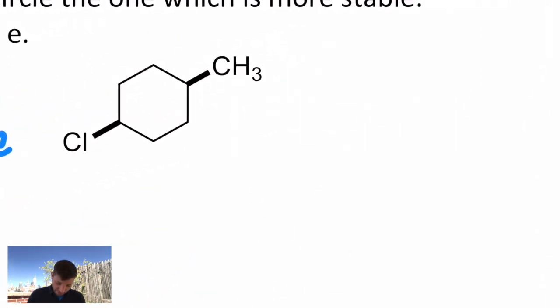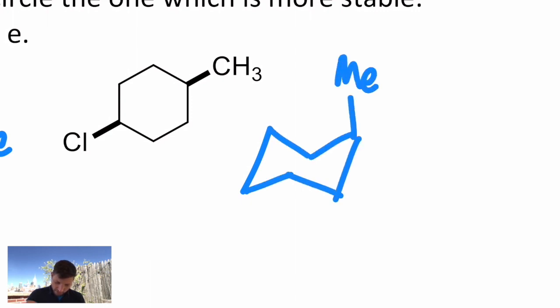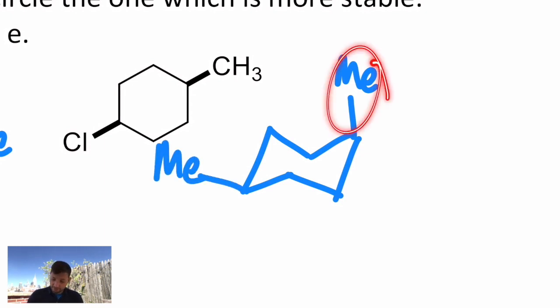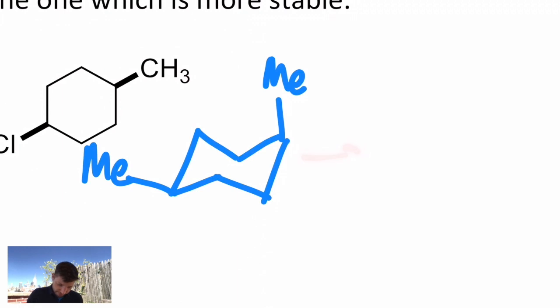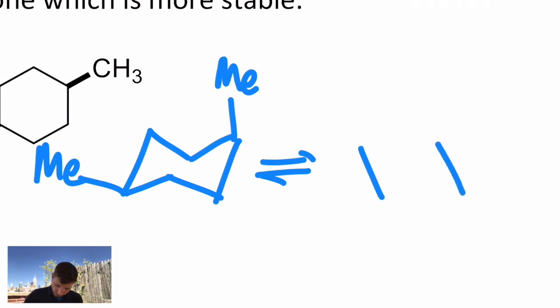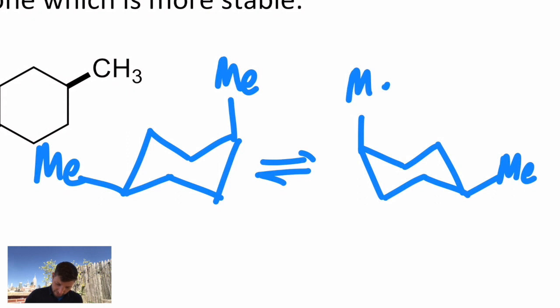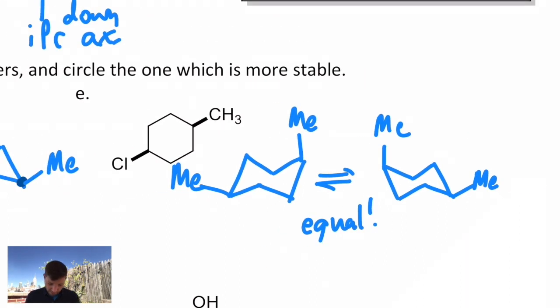So for E, we have a dimethyl cyclohexane on opposite ends of the ring. I have a methyl on carbon 1, another methyl on carbon 4. One of them has to be axial, the other one has to be equatorial in order for them to be on those relative spots of the ring and both pointing above the ring. If I ring flip it, hopefully you can already tell, you're going to get an up equatorial and an up axial. These are equal in energy. Neither one is better than the other.